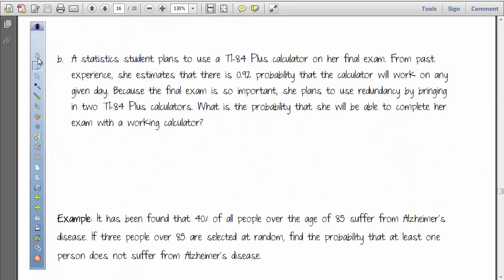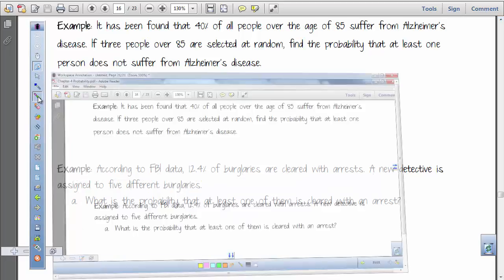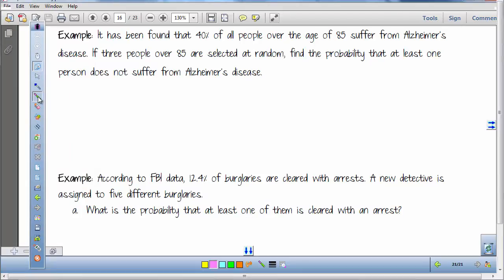All right, let's take a look at another example. It has been found that 40% of all people over the age of 85 suffer from Alzheimer's disease. If 3 people over 85 are selected at random, find the probability that at least one person does not suffer from Alzheimer's disease. Okay, so focusing on the question that's asked here, we want to find the probability that at least one. Okay, that's my keyword here. So I'm already coming up with a plan for how to answer this question because I know what to do with probability of at least one problems.